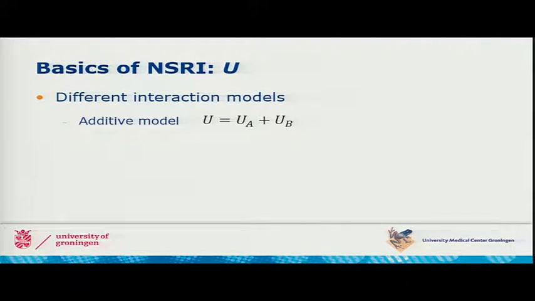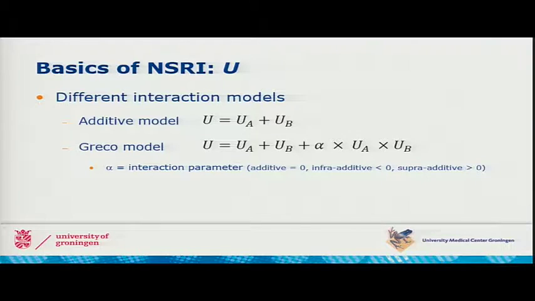As I said before, there are several methods to calculate U, the combined potency, as there are several different interaction models. And I'll only focus on the interaction models which are relevant to our study. The simplest interaction model is the additive model, in which the normalized concentrations of each drug are added to provide U. The Greco model is a little bit more complicated by adding an interaction parameter alpha. If alpha is 0, the interaction is additive, and you will reach the same formula as the additive model shown above. If alpha is smaller than 0, the interaction will be infra-additive. And if alpha is greater than 0, the interaction will be supra-additive or synergistic.